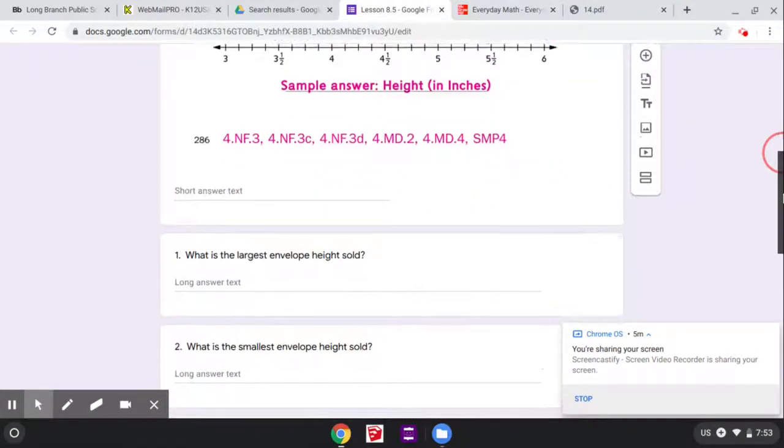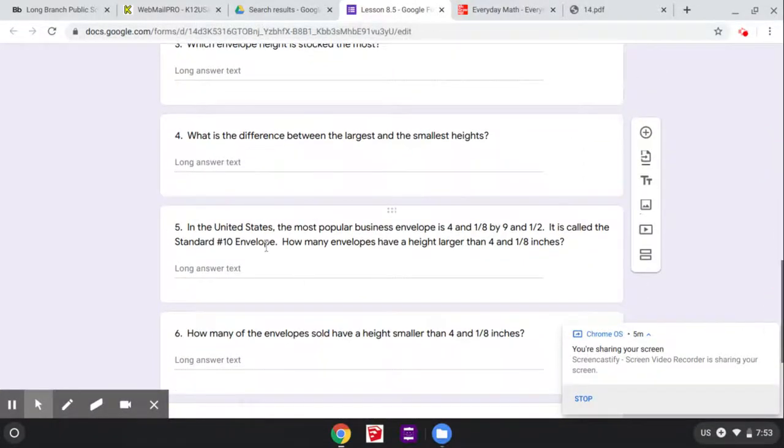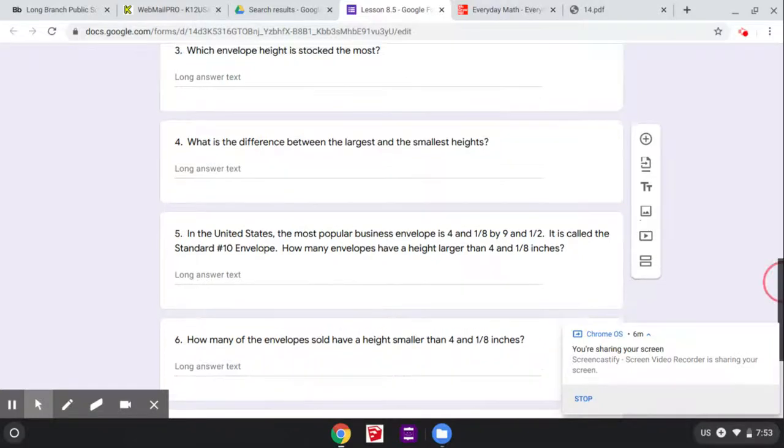That was number 4. Okay, so number 5 is asking, it says that the most popular envelope sold in the United States is 4 1/8 by 9 1/2. It's called the standard 10 envelope. So it's just asking how many envelopes have a height that is larger than 4 1/8. This was actually a very simple question.